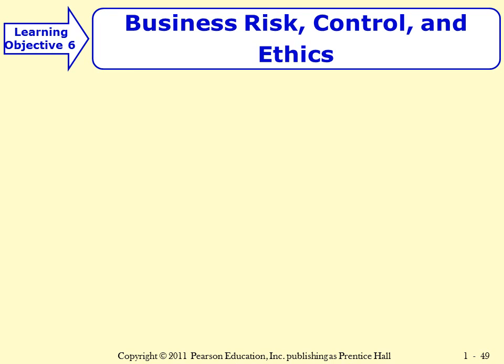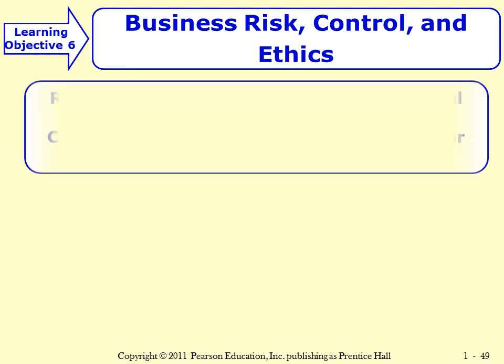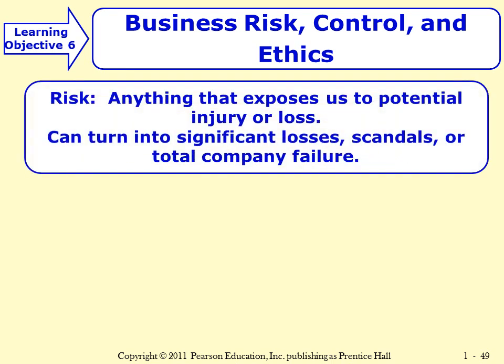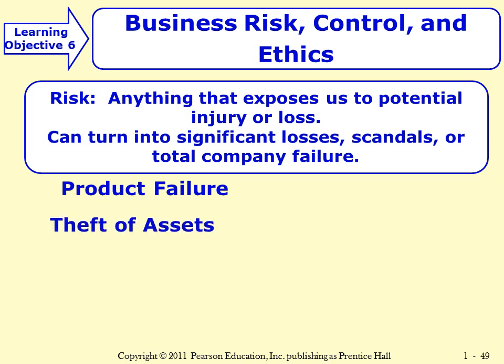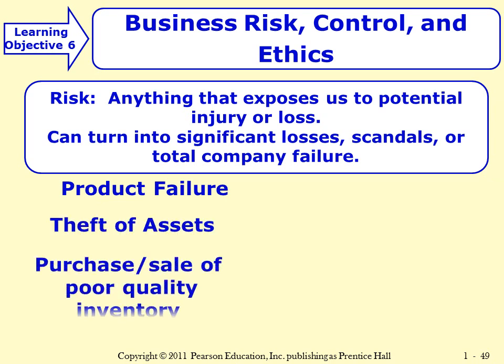Our final objective for this chapter is Objective 6, Business Risks, Control, and Ethics. A risk is anything that exposes us to potential injury or loss. These are some of the risks in a business. Product failure. Someone's going to buy your product, take it home, and it's going to blow up in their face. Okay, that may be a little dramatic, but it might not work as it was intended, and they will be upset. Things can get stolen.